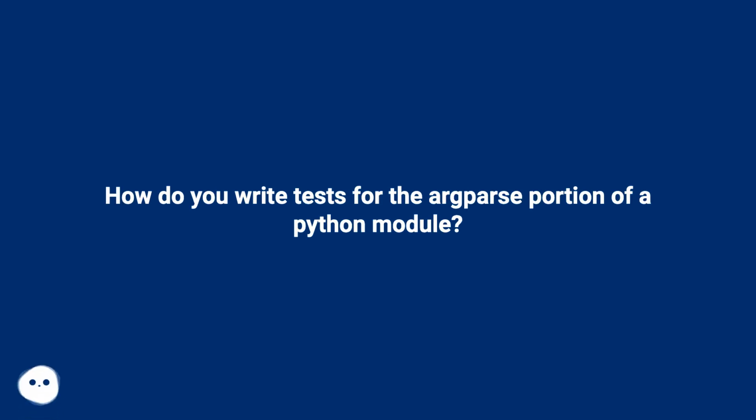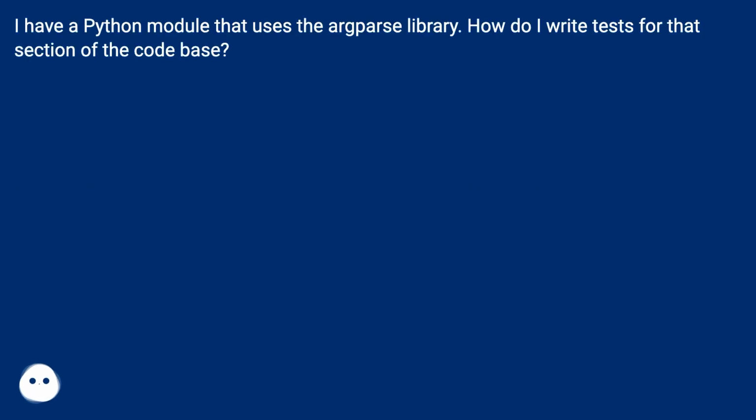How do you write tests for the Argparse portion of a Python module? I have a Python module that uses the Argparse library. How do I write tests for that section of the code base?